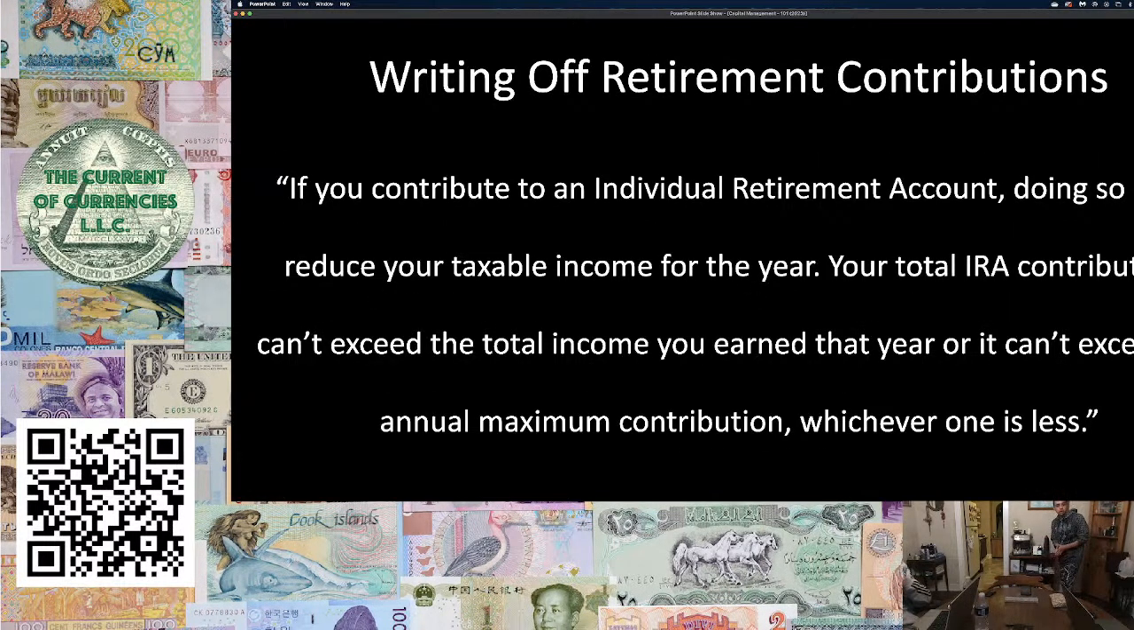Writing off retirement contributions. If you have a 401k or Roth IRA, this is for you. If you contribute to an individual retirement account, IRA, doing so helps reduce your taxable income for the year. Your total IRA contributions can't exceed the total income you've earned that year, or the annual maximum contribution, whichever one is less. And again, that's something that you would have to look at the calculations for from your own perspective.